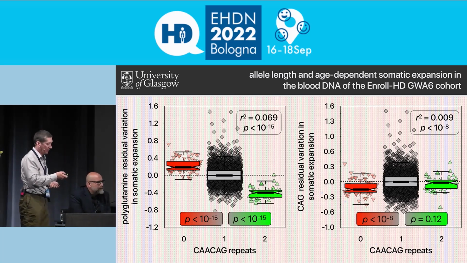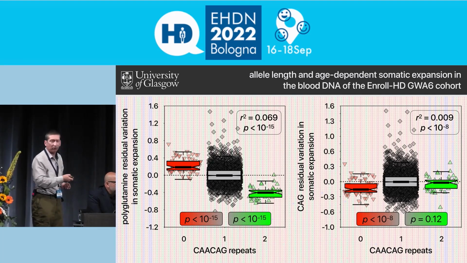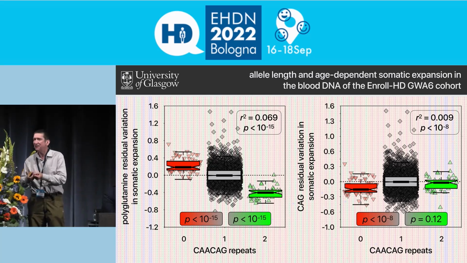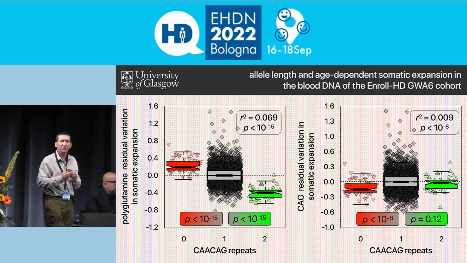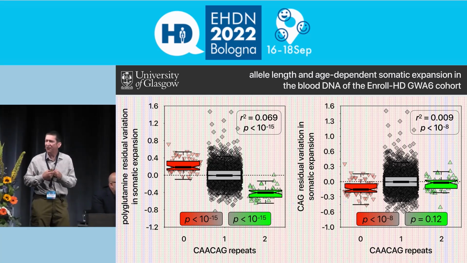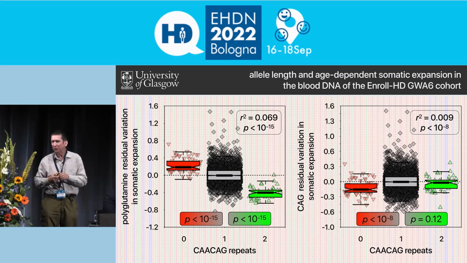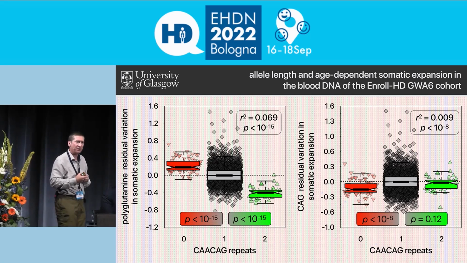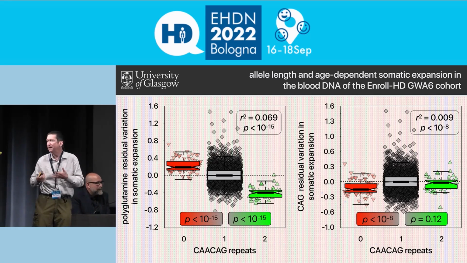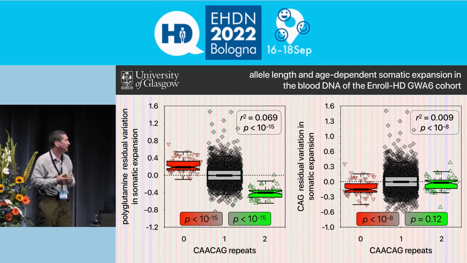So again, these individuals have an earlier age of onset than we would have expected, yet they're showing slightly lower levels of somatic expansion in blood. So maybe that effect is unique to blood, maybe they do show faster somatic expansion in the brain, or maybe something else more complicated is going on.